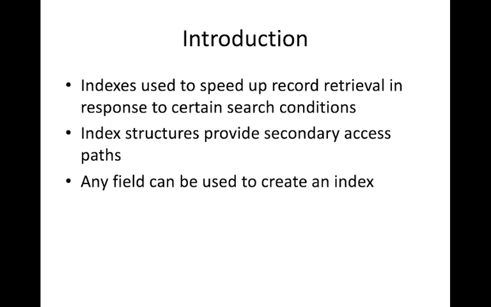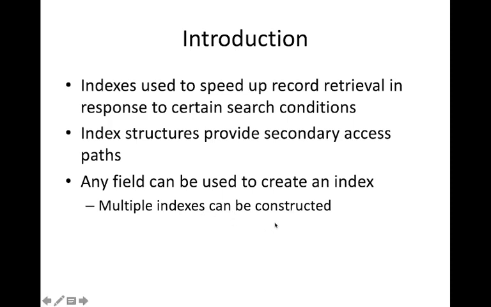Any field can be used to create an index. There are different fields in the record like name, social security number, phone number. You can use any field to create this index. We call it the indexing field. And we can have multiple indexes also. Instead of a single index, we can create indexes on multiple fields, like one index for name, another index for phone number, another index for university register number. Like that, we can create multiple indexes.